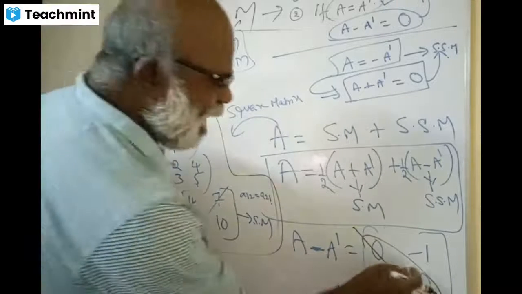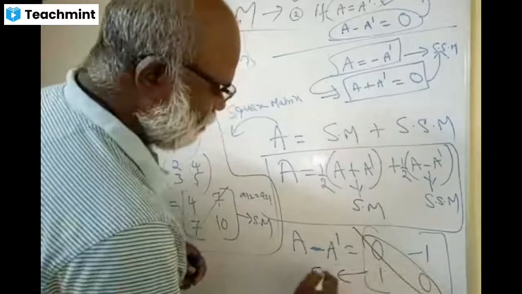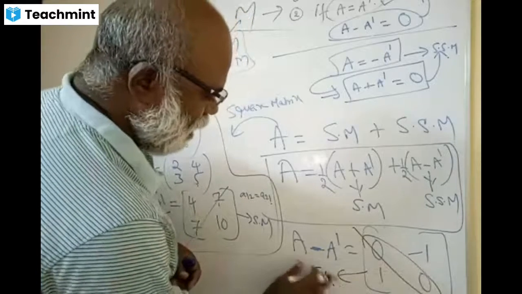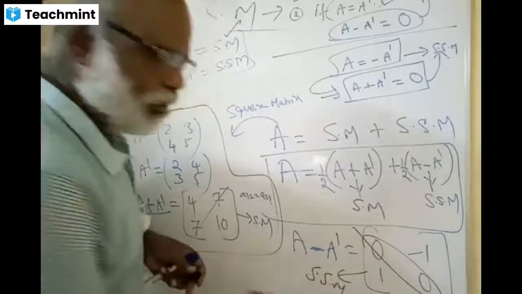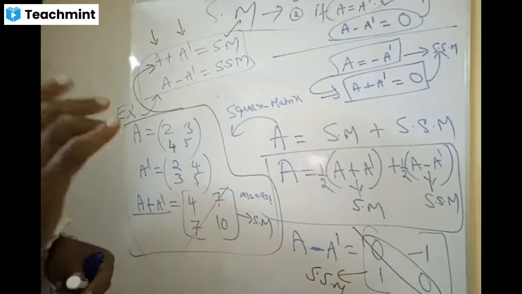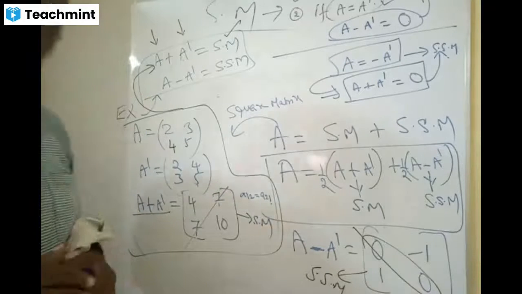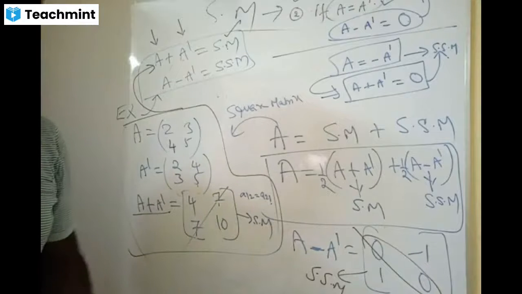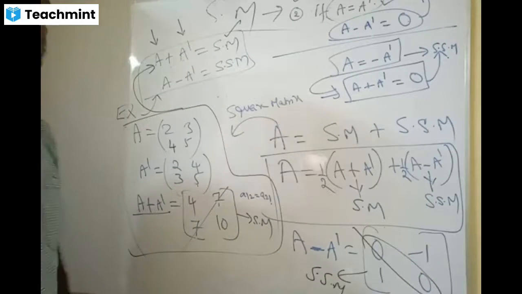See, A minus A dash is a skew symmetric matrix. I hope I am making it clear. You should not have any confusion. So, is this the conclusion of symmetric and skew symmetric? Shall I go for the exercise now? Yes, sir.